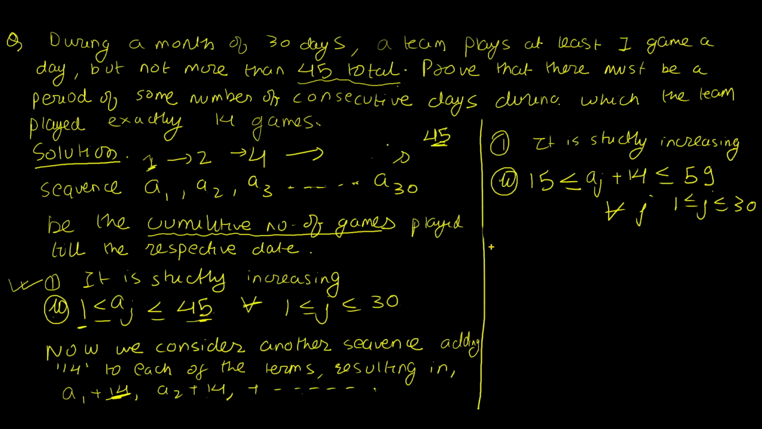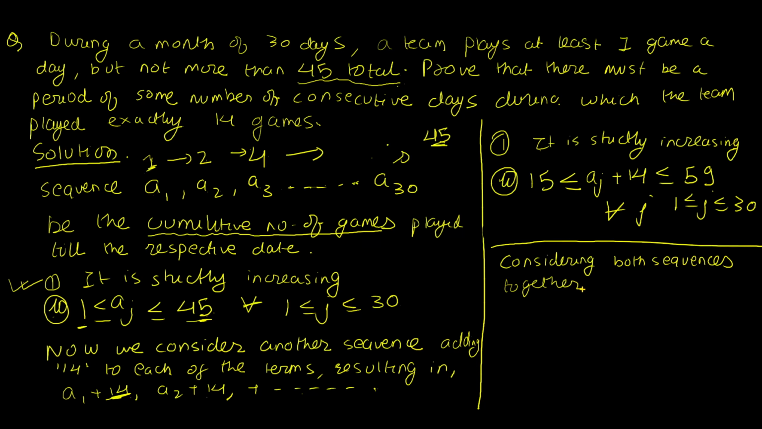Now here's the big thing. We consider both of these sequences together. Considering both sequences together, how many total numbers do we have in our combined sequence? In my first sequence, I have 30 terms, a1 to a30. In my second sequence, I also have 30 terms, a1 plus 14 all the way to a30 plus 14. So the total number of terms in both of these two sequences combined is 60.